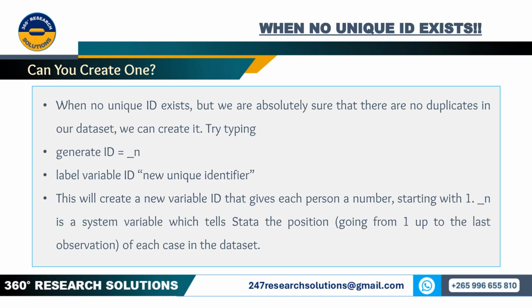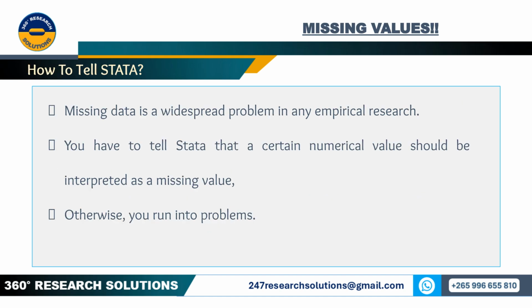If no unique ID exists, but you are sure there are no duplicates, you can create one using generate ID equals _n. The system variable _n assigns a unique number to each observation. Missing data is common in empirical research. You must explicitly tell STATA which numerical value to interpret as a missing value to avoid problems in your analysis.